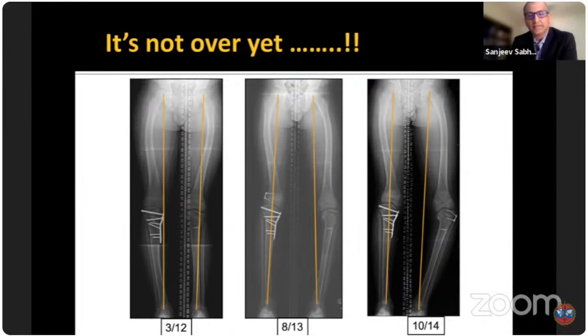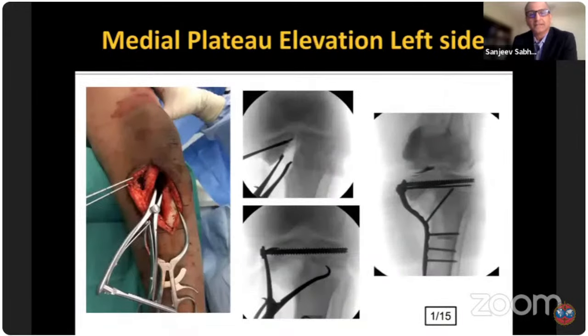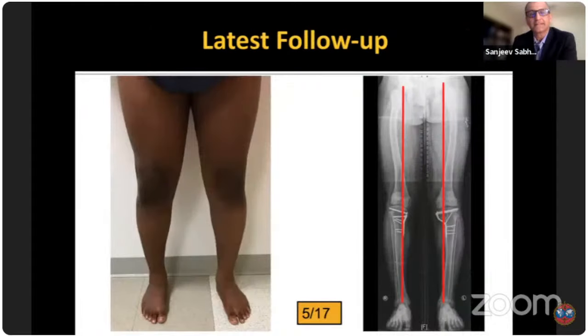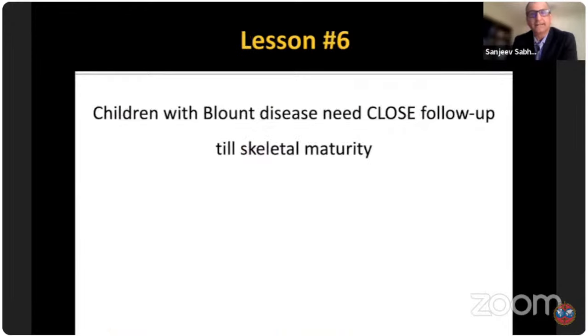And by now, he's gone from a reversible to an irreversible problem with more of a physeal bar that was confirmed with advanced imaging. And a guided growth obviously didn't help. So then he needed a plateau elevation on the left side as well. And again, there are many techniques of doing this. And so here he is at skeletal maturity with reestablished leg lengths and near normal mechanical axis deviation.